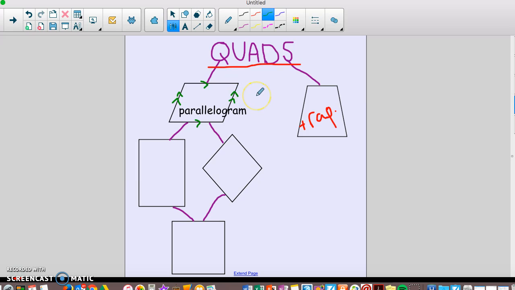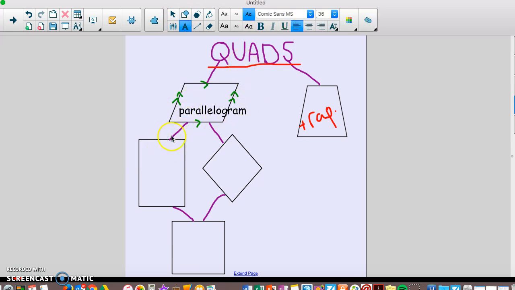Now the way a family tree works is that everything below it belongs to the category above it. So parallelogram and trapezoids belong to quadrilaterals. The same goes for rectangles, rhombi, and squares. And you're going to see how these are all interconnected within their subcategories as we move along.